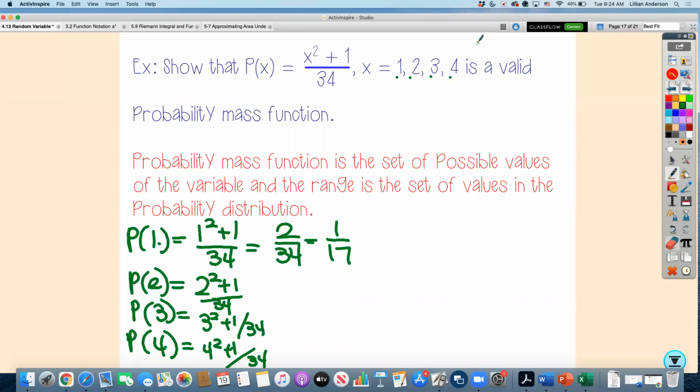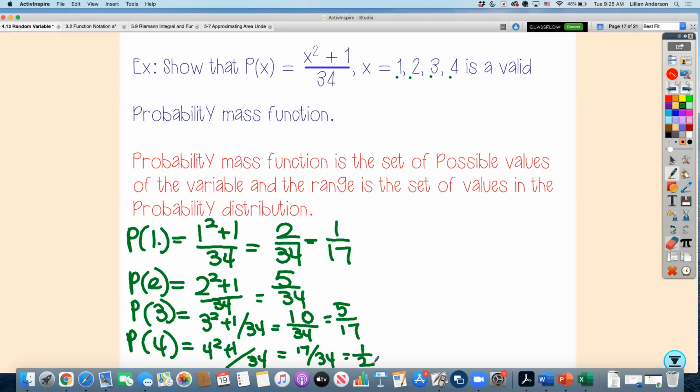What's the probability of 2? 5 over 34. And for 3? 5 over 17. It'll be a 10 over 34, which reduces down to 5 over 17. And the last one? 17 over 34. That does reduce down to be 1/2.